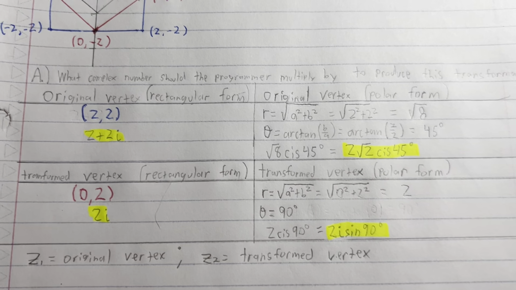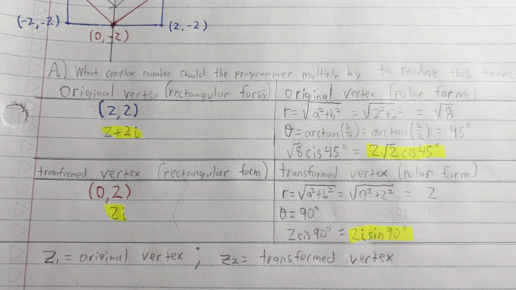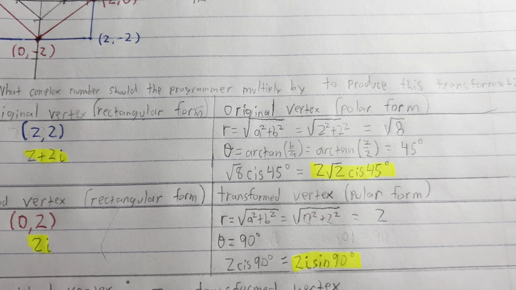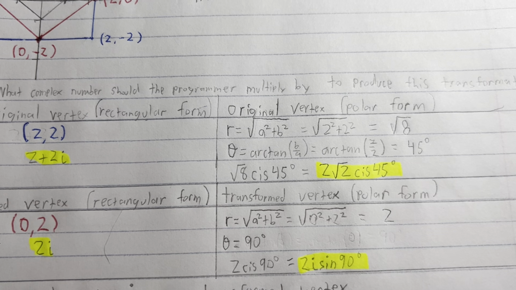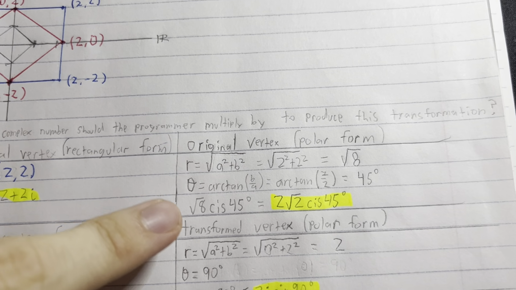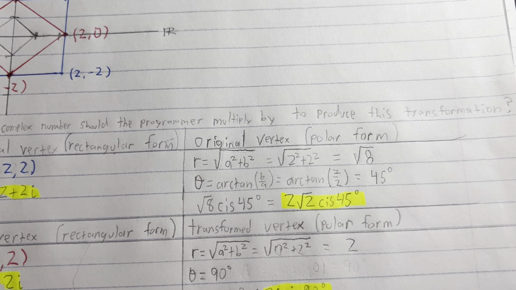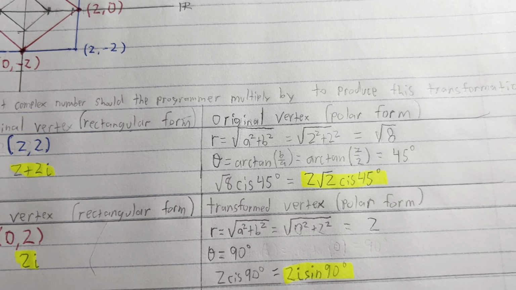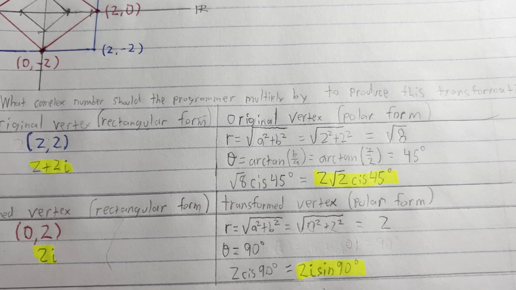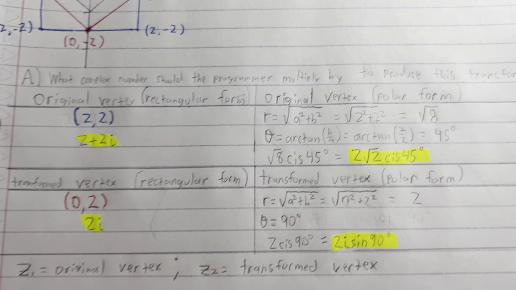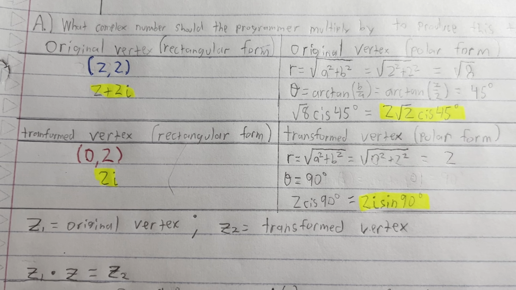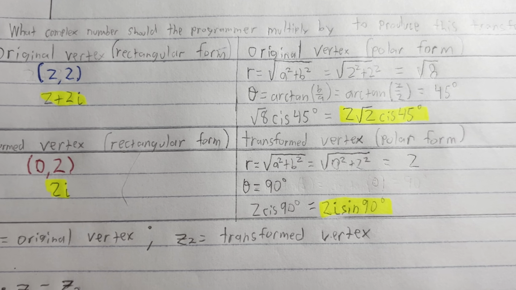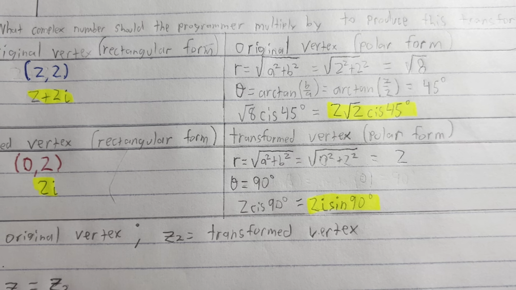So right here, I wrote the original vertex (2, 2) in rectangular form as 2 plus 2i. And then I transformed that into polar form using these two formulas right here to find out the value for r and theta. And I ended up with 2 root 2 cis 45 degrees as the polar form of the original vertex. And next, for this transformed vertex, I did the same thing. As you can see, in rectangular form, it is 2i, and in polar form, it is 2 cis 90 degrees.